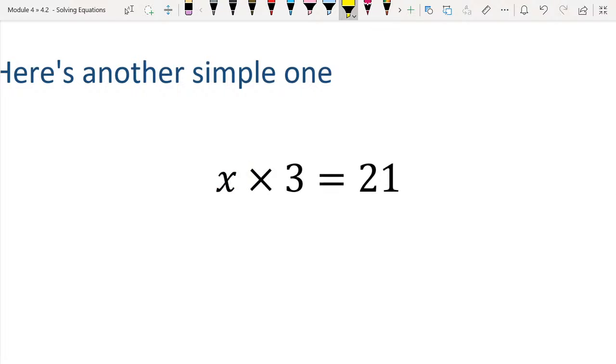What they have told us is that if you take the number x and you multiply it by 3, you get 21. So they've confused it. They've made our number tricky by multiplying by 3. And the opposite of multiplying by 3 is dividing by 3. That's going to help us get rid of this side altogether.